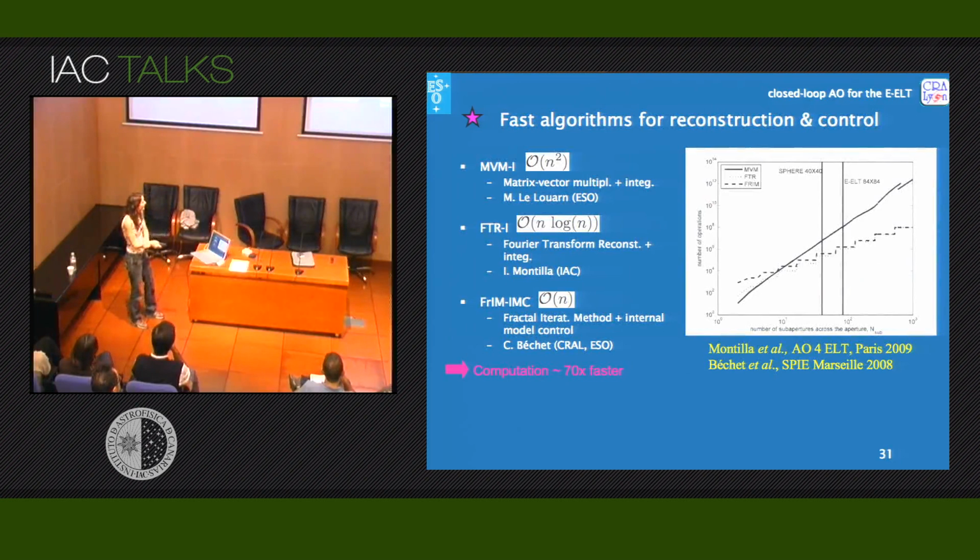One has been implemented by Sarmontilla, which is Fourier transform reconstruction, which is not the MAP approach that I presented before. It's another way to reconstruct the wavefront. And a third one, which is the fractal iterative method, with a slightly different, strange control compared to the integrator, which is usually used in closed loop.